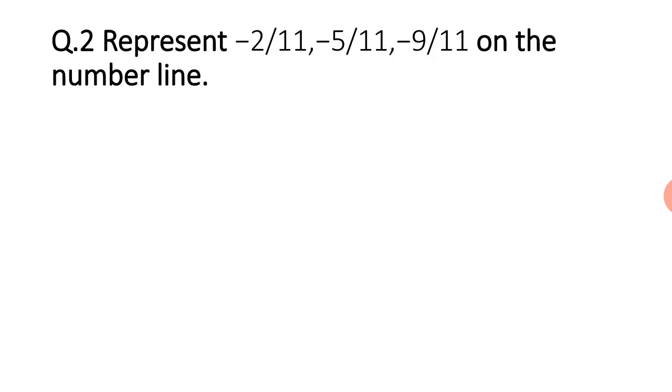Now question number 2. Here you have been given 3 numbers which are again supposed to be represented on the number line. The most important thing here is all the denominators are same. So you can do it on the single number line. And as the denominator is 11, you are going to divide the unit distance into 11 parts.